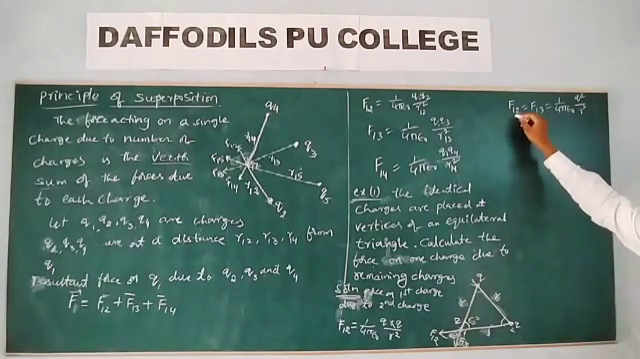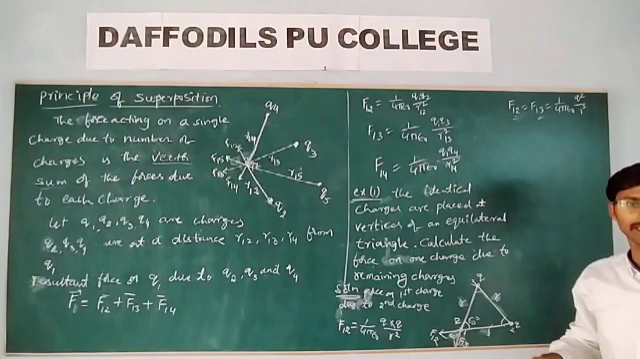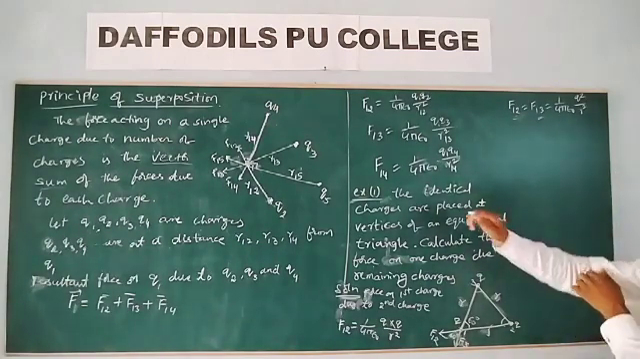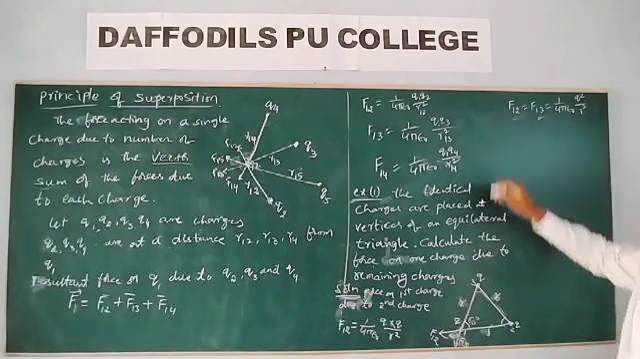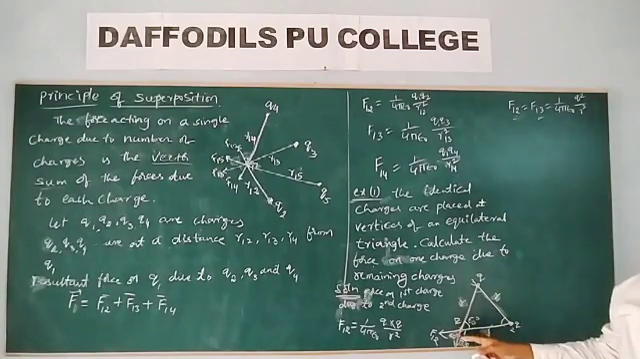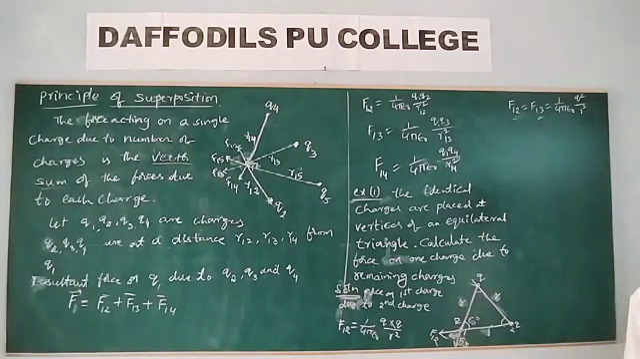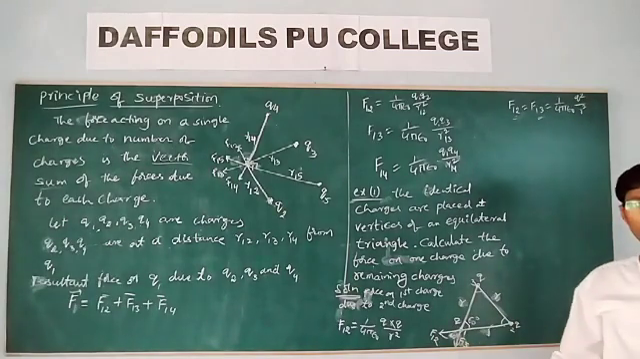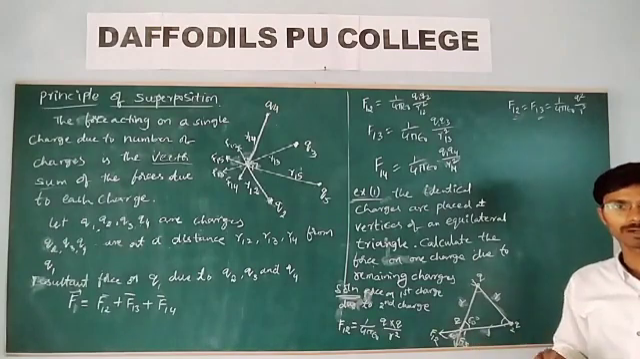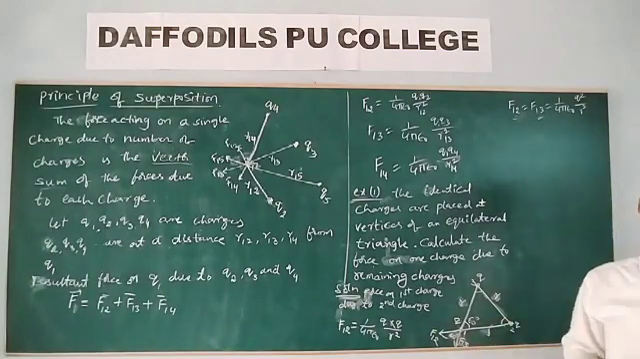Okay. So F12 and F13 have the same magnitude. Then what would be the angle between these two forces? The angle between these two is 60 degrees. Then what would be the direction of the resultant? We need to calculate. The resultant force acting on one charge due to a number of charges is the vector sum of the forces due to all the other charges.